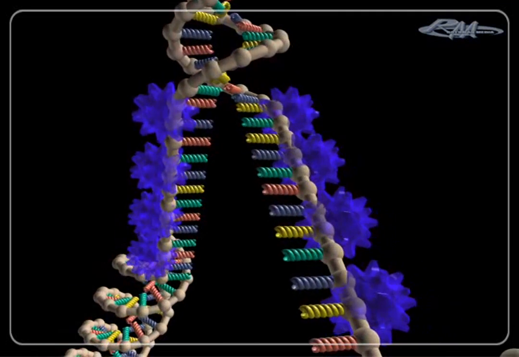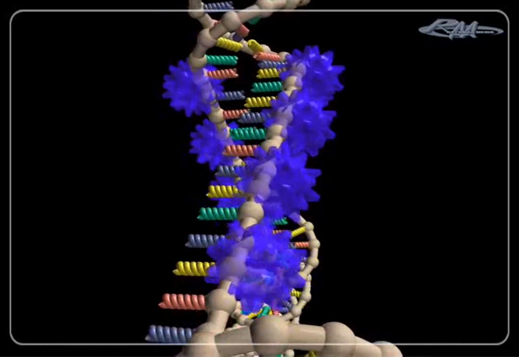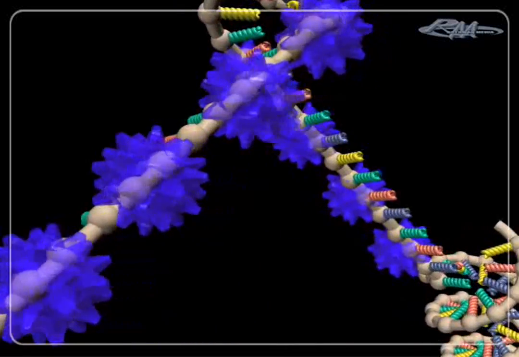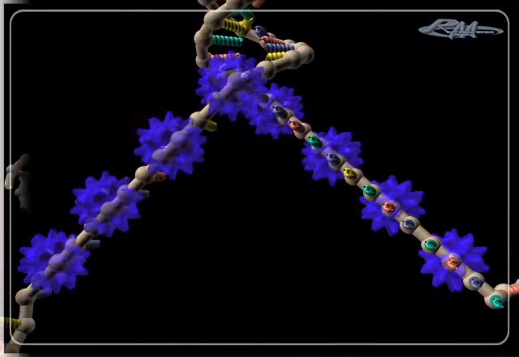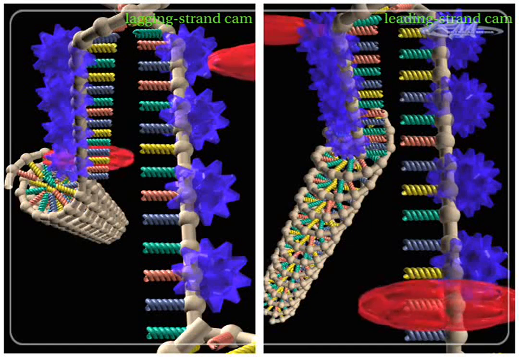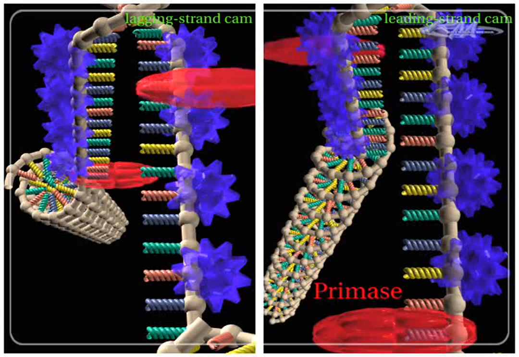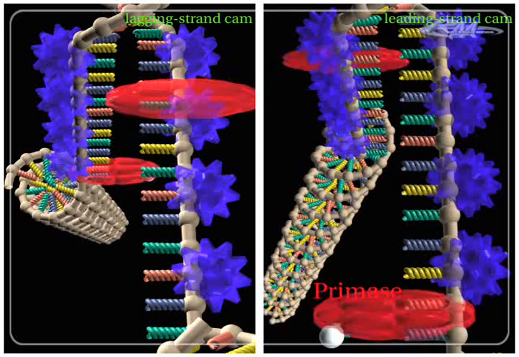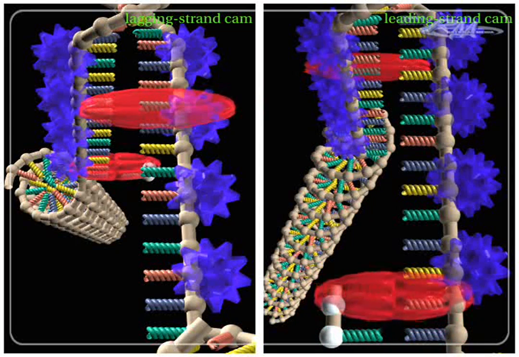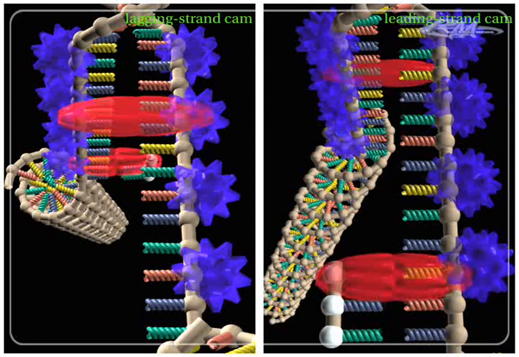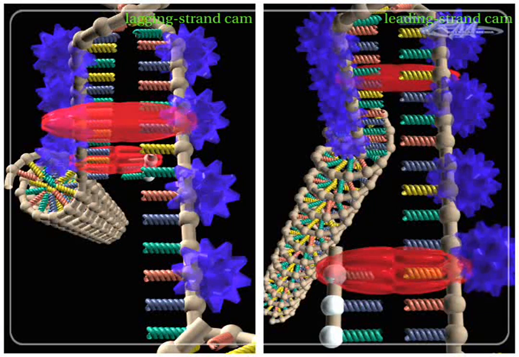Replication proceeds bidirectionally, creating two replication forks that move in opposite directions. DNA polymerase is the enzyme that actually adds new nucleotides and covalently binds them together after they have initially assembled themselves on a template strand by correct base pairing.